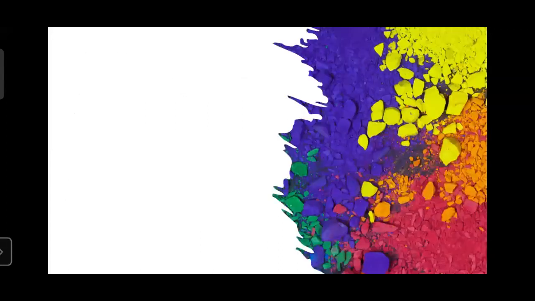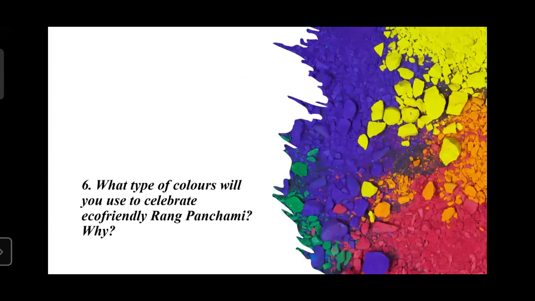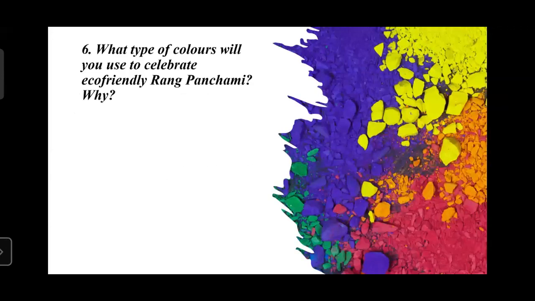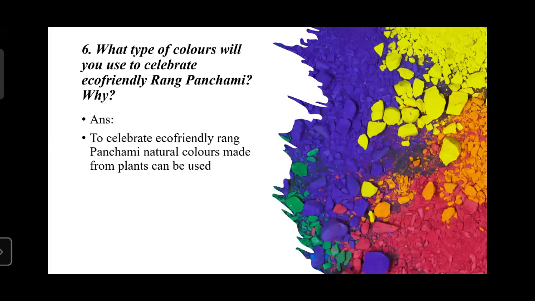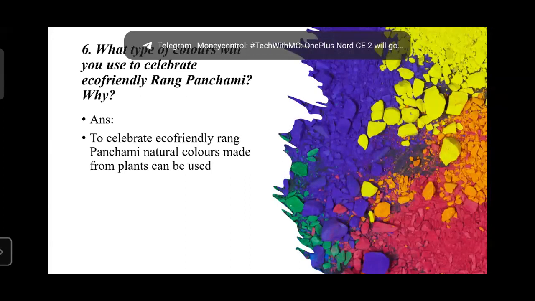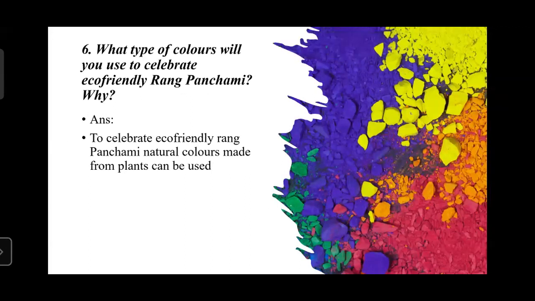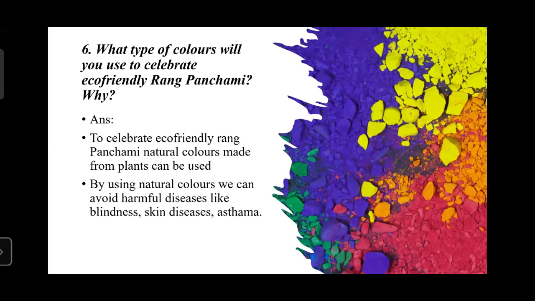Next question. What type of color will you use to celebrate eco-friendly Ranga Panchami and why? Answer. To celebrate eco-friendly Ranga Panchami, the natural colors which are made from plants can be used because by using natural colors, we can avoid harmful diseases like blindness, skin disease, asthma.